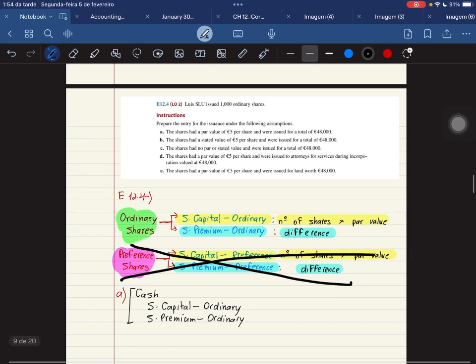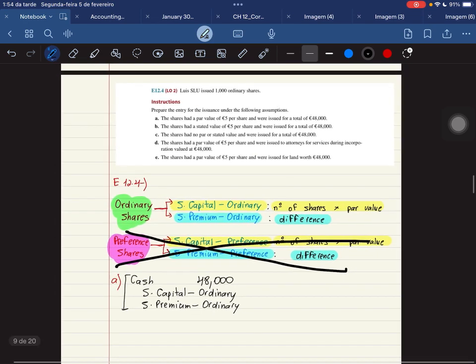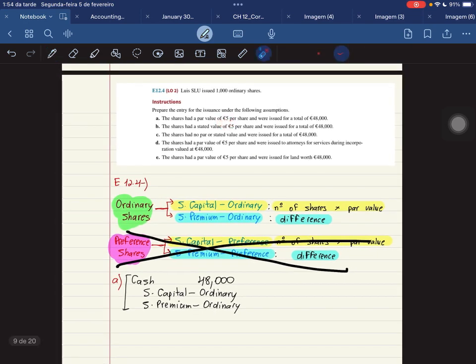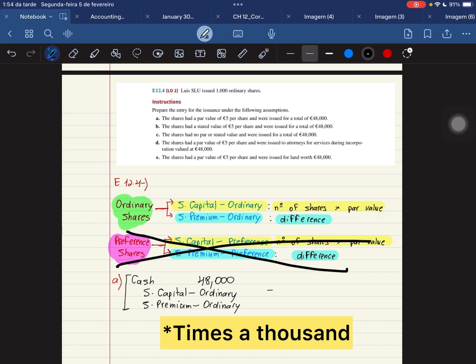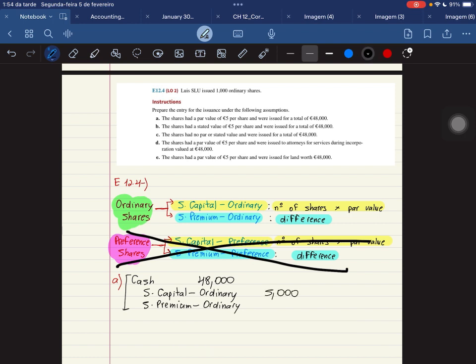So the cash is going to be the total amount. In this case, they were issued for a total of $48,000, so over here we're going to put 48. But they had a par value of 5 and 1,000 were issued. Remember that this one is always going to be the number of shares times the par value. So it's going to be 5 times 1,000, which will give us 5,000. And the other one is always the difference. So $48,000 minus $5,000 gives us $43,000.